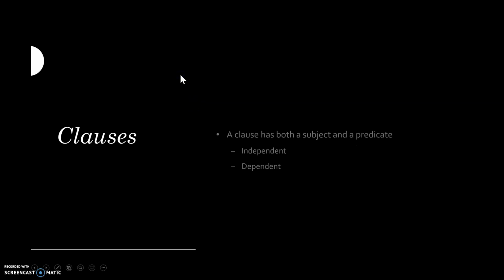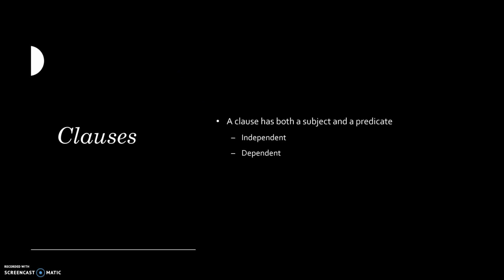So what is a clause? A clause has both a subject and a predicate. Unlike a phrase, which is missing either the subject or a predicate, a clause has both. In other words, it has the ingredients needed to be a sentence. And clauses can be either independent or dependent. An independent clause is a part of a sentence that can stand on its own as a sentence. It has a subject and a verb, or a subject and a predicate, and a complete thought. A dependent clause may have a subject and a predicate, but it does not form a complete thought.